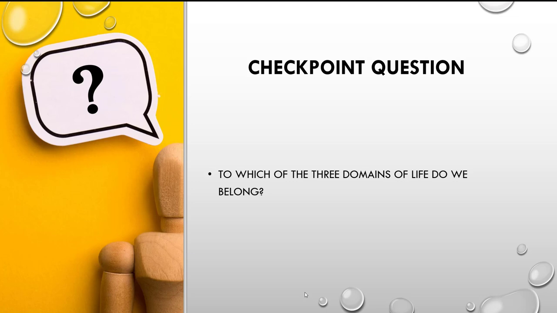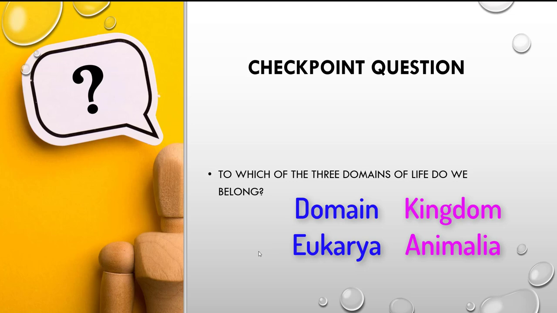So checkpoint question, to which of the 3 domains of life do we belong? Of course, we belong to domain Eukarya because we are made of eukaryotic cells. And of course, we are kingdom Animalia because we eat, we ingest our food.